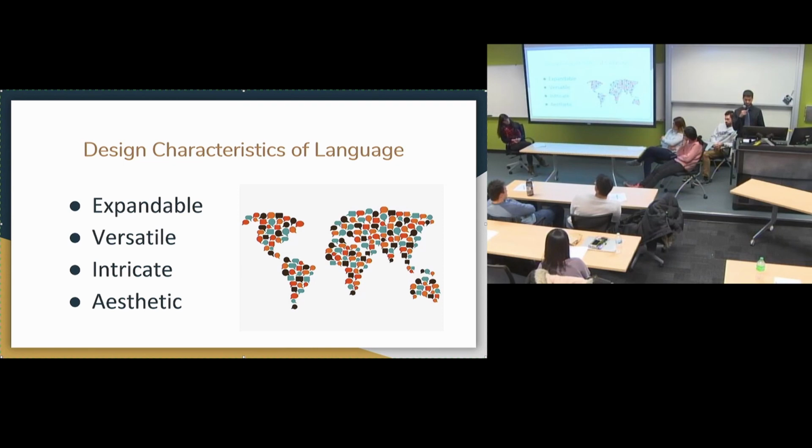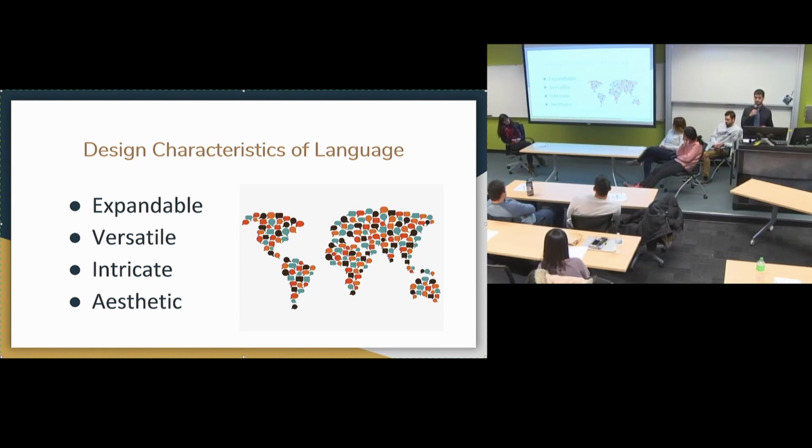Another key characteristic of languages is versatility. And this is related to the concept of pragmatic knowledge. And it shows how a language is used differently based on the situation and the context. So oftentimes the tone of a language or the social register can indicate the tone of a conversation.